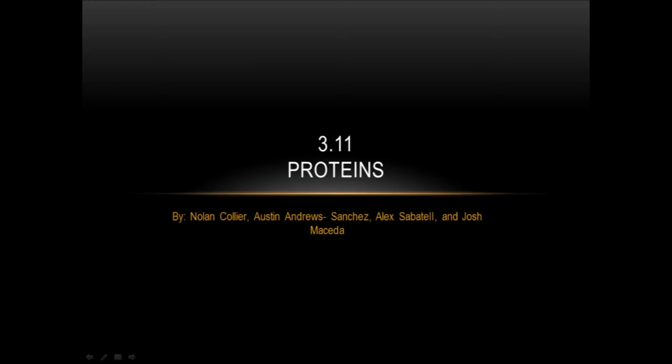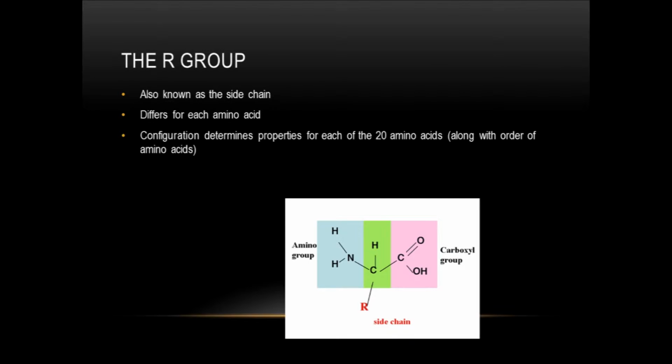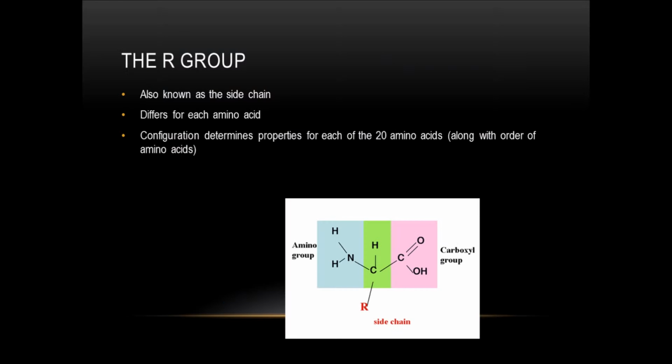Section 3.11 deals with proteins. Proteins are made up of amino acids, and amino acids are also made up of two different groups, the hydroxyl group and the carbonyl group. There's a third group involved that's known as the R group, and the R group is sort of like the wild card. It can be many different things. The R group is just a side chain specific to each amino acid. The R group is really important because it is the functional group attached to the amino acid.